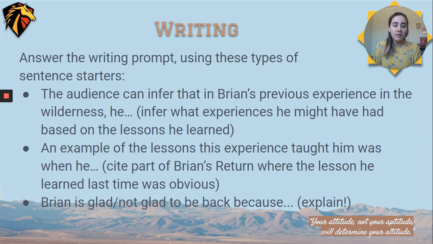So if he behaves a certain way or does something peculiar and it's clear that he learned this lesson before, you need to infer, how did he learn that lesson? So list 3 things at the end of that first sentence that you inferred about his experiences before. Then you need to go into the citation part of your paragraph. Your sentence starter can be something like, an example of the lessons this experience taught him was when he, and this is where you have to quote or paraphrase part of Brian's Return, where he's showing that lesson. He's showing what he learned before.